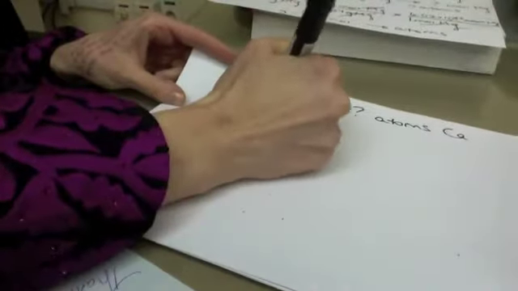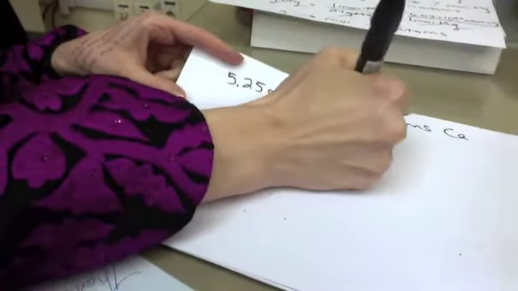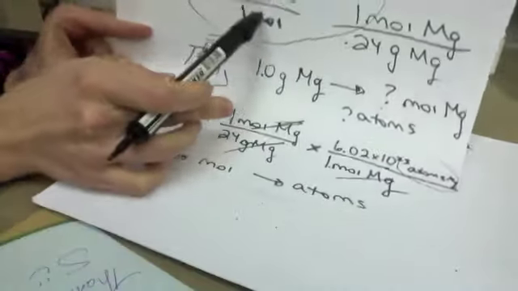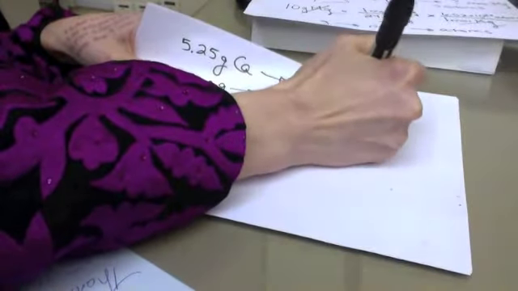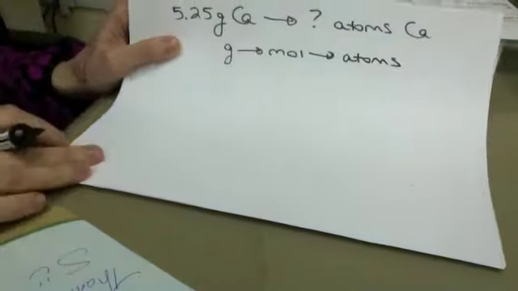So the first thing I need to do is, I know that I can convert from grams to moles using this molar mass that we talked about in the last video, okay? So I'm going to do that first. I'm going to convert from grams to moles. Then I know from last week that I can convert from moles to atoms, okay? So that's what I'm going to do.